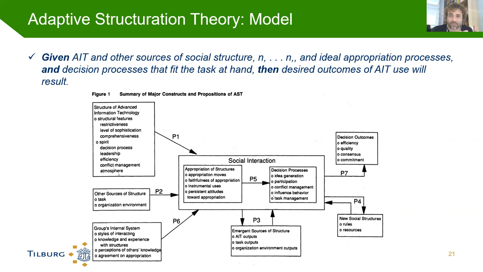But if you look at this figure that they use in the paper, they say, if you look at the technology, you have structural features and the spirit of the technology. For example, here they give as an example on the top left, a technology may be restrictive. It may be sophisticated or not. I don't think these are good characteristics, but let's go with it. And then they say the technology has a certain spirit. It tries to impose a certain type of leadership or decision process on the organization. So that's the technology part.